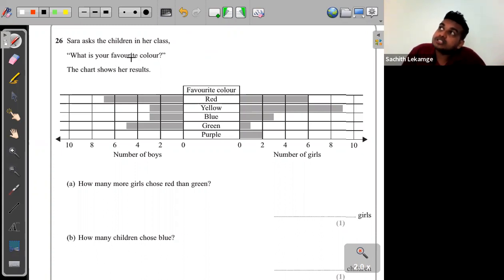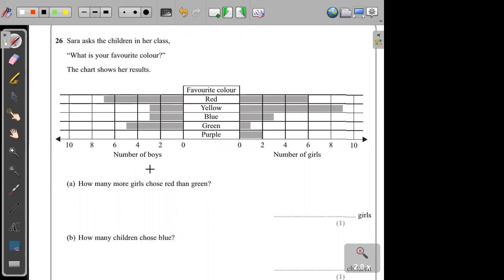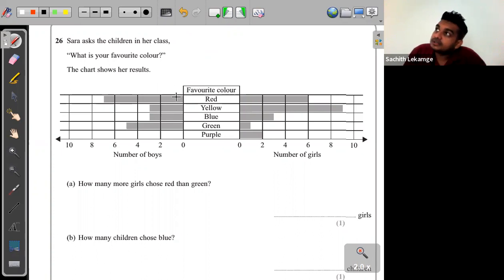Sarah asked the children in her class, what is your favorite color? The chart shows the result. Boys and girls are all in the same chart. So red color numbers are here. How many more girls show red than green? We'll see how many red girls there are. Six. How many green girls are there? One. How many more girls show red than green? Five. 6 minus 1. Is that clear to all of you? Number of girls in green is 1, number of girls in red is 6, difference 5. How many children chose blue? Blue here, 3, here blue, 3. 3 plus 3. Children means you need to get both boys and girls.